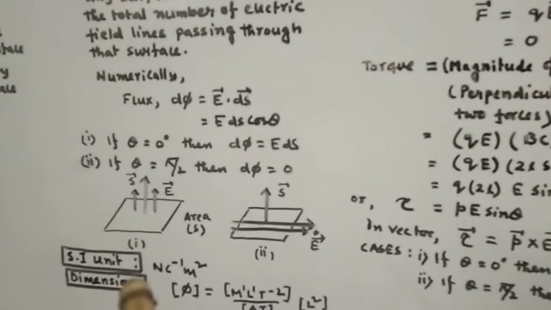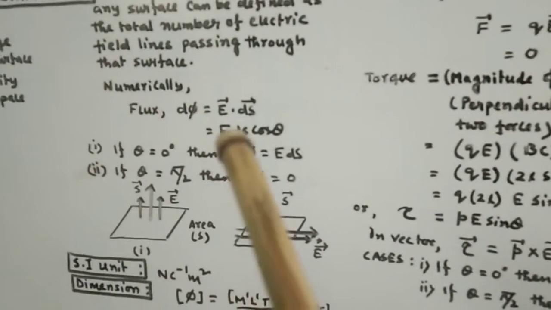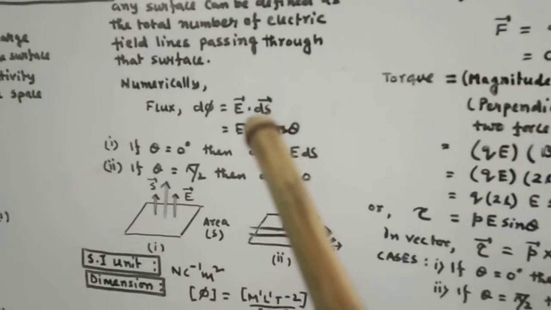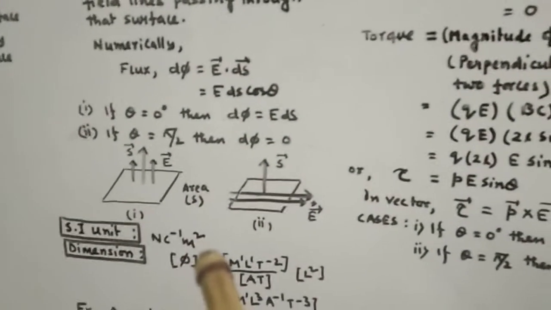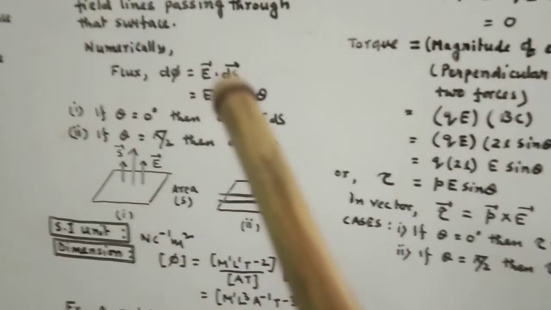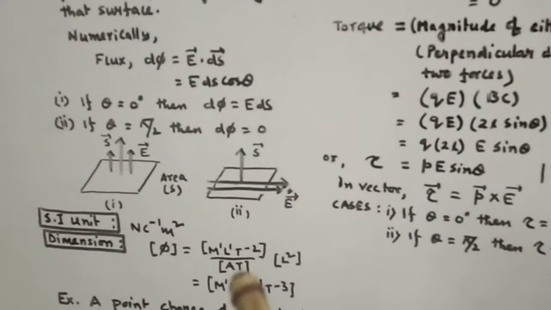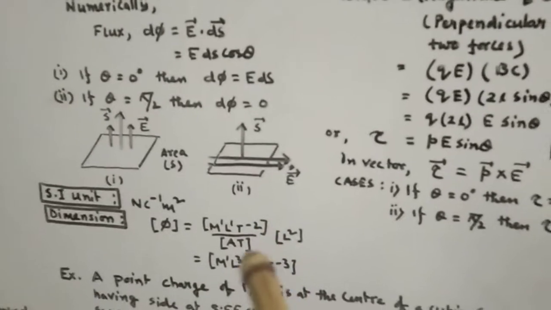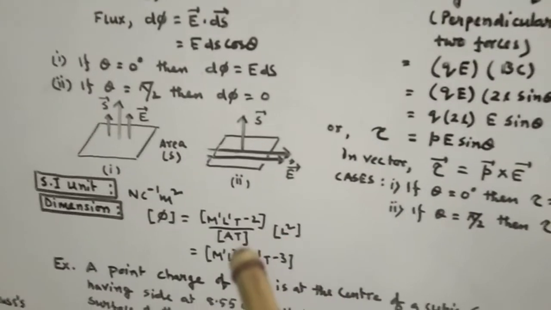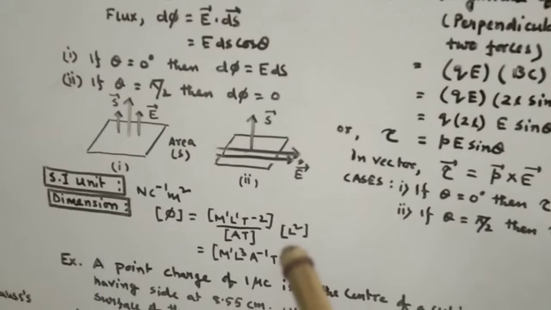Now flux is a physical quantity, so definitely it has some units. If we go for E ds, E is your field intensity and the unit for intensity is Newton per coulomb, and ds is your area, so it's Newton per coulomb meter square. Now regarding dimension, again you go for E ds. E is force per unit charge. Force is M^1 L^1 T^-2, and charge is A T, and area is L^2. So if you simplify this, it comes out to be M^1 L^3 A^-1 T^-3.